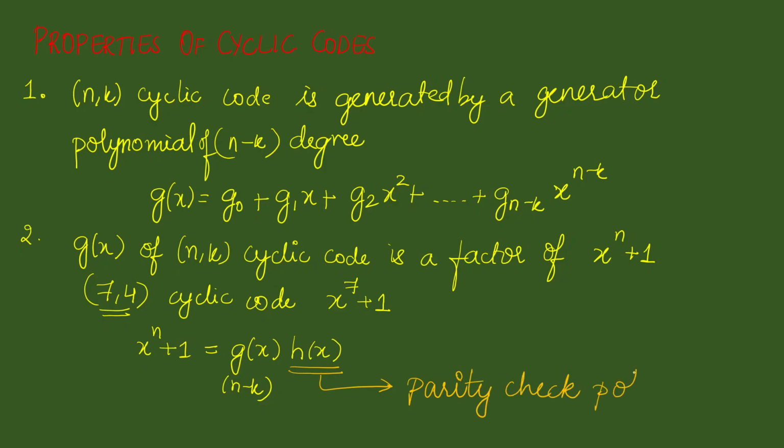So h of x is what we call the parity check polynomial. So what does this mean? The left hand side polynomial, x raised to n plus 1, is going to have at least two factors, out of which one is the generator polynomial of degree n minus k, and the other one is the parity check polynomial of degree k. So this will have a degree of k, and g has a degree of n minus k. These are the first two properties of the generator polynomial, or the properties of cyclic code.